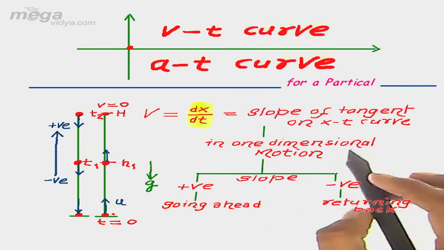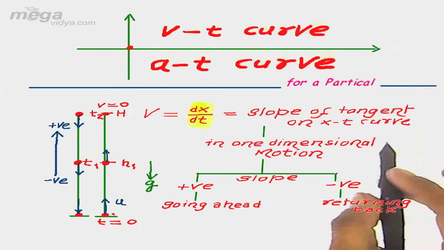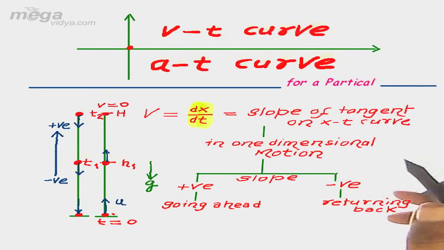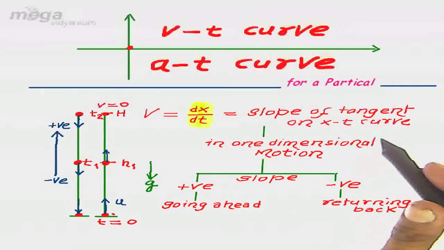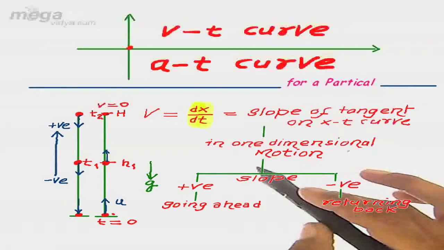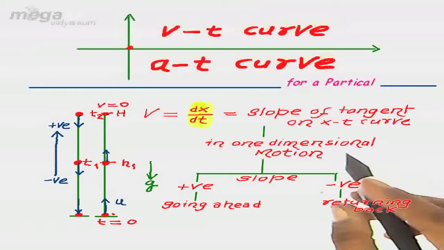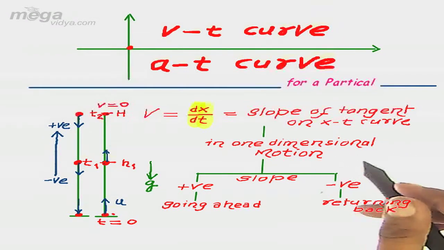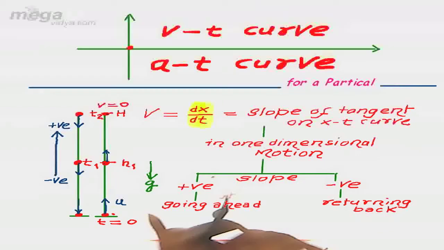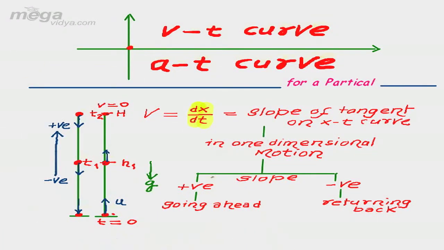Now, in case of one-dimensional motion, the slope of the curve may be either positive or negative. Meaning the particle may have velocity either positive or negative. What is the meaning of positive velocity and what is the meaning of negative velocity? Positive velocity means the particle is moving in the forward direction, means the particle is going ahead, while in negative velocity we can say that the particle is returning back to its initial position from where it started.